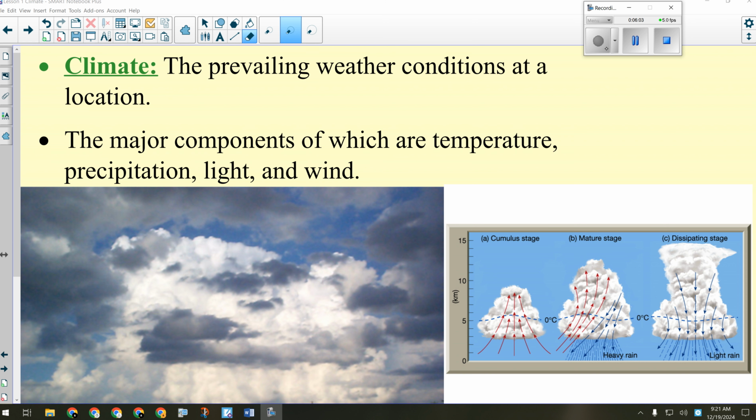Okotoks weather varies. We have seasons here because we're far from the equator. And that's related to the factors that affect light, temperature, precipitation, and wind. All right.